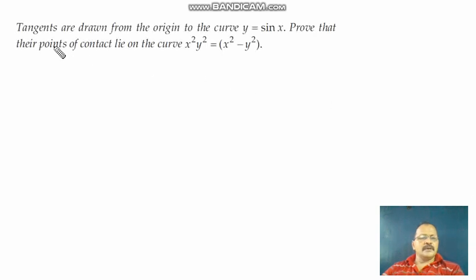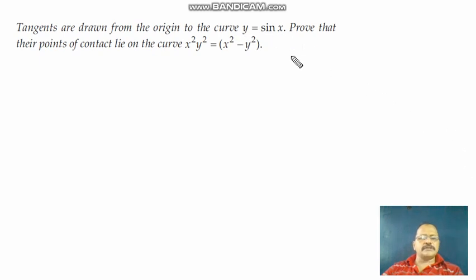Let us solve a slightly difficult problem. Tangents are drawn from origin to the curve y equal to sin x. Prove that their points of contact lie on the curve x square y square equal to x square minus y square. Now tangents are drawn from origin to this curve. So this curve is given to us.